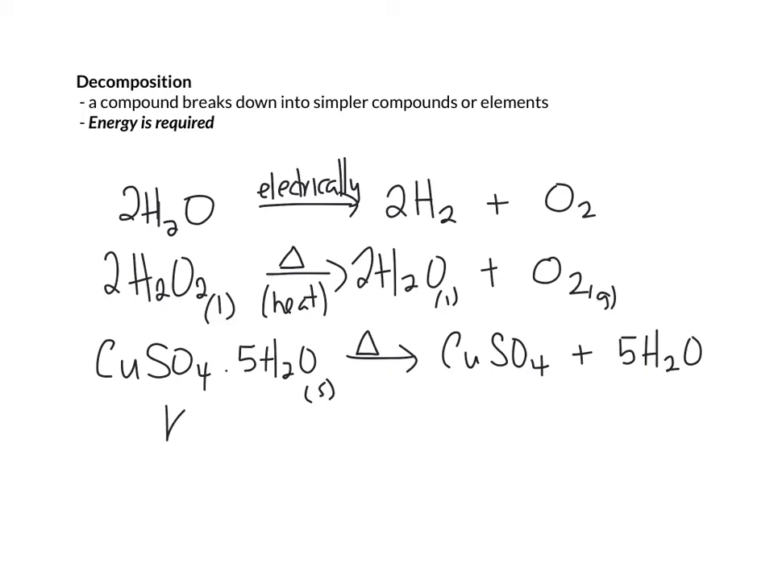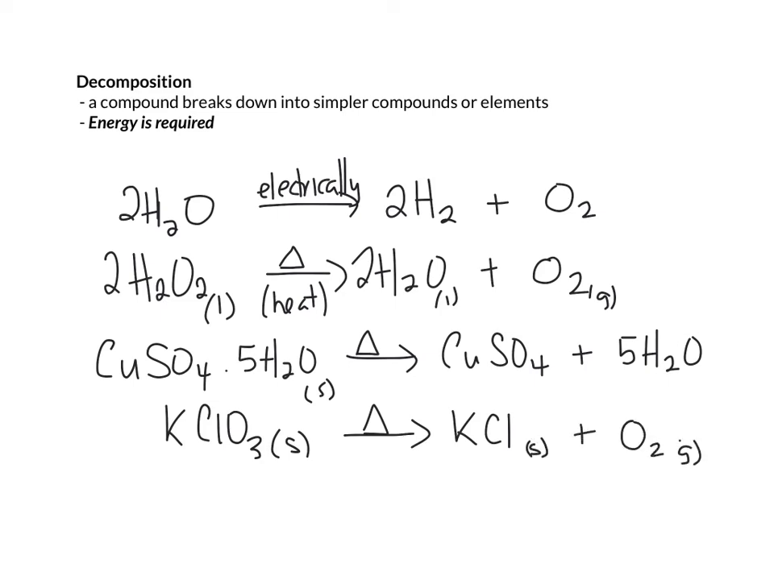Potassium chlorate. If you've ever seen on YouTube the gummy bear and potassium chlorate reaction, it's pretty cool. Potassium chlorate can decompose with some heat into an ionic compound and oxygen gas. And it's the oxygen gas that is the key factor that you need for your gummy bear explosion.